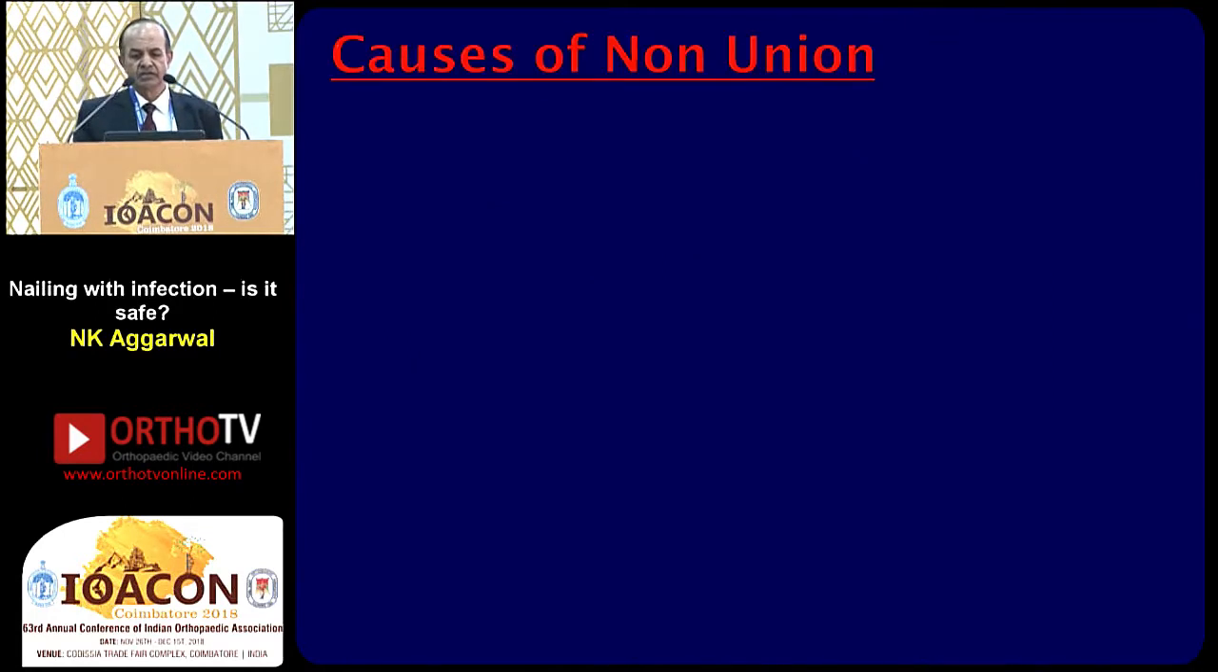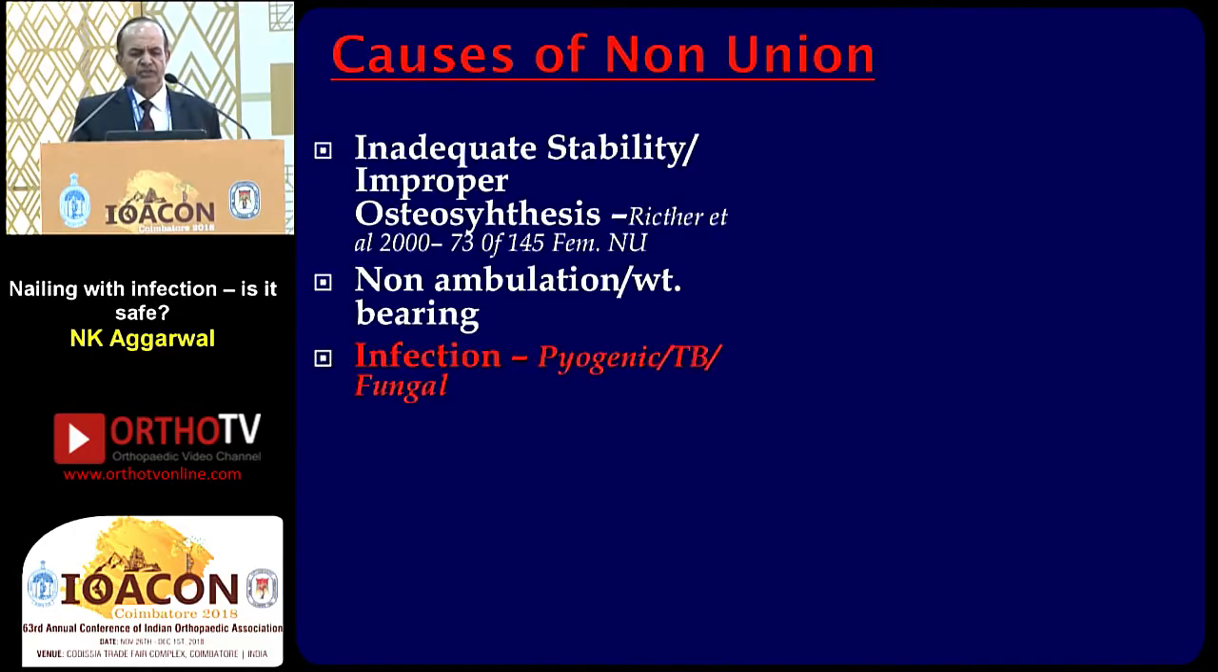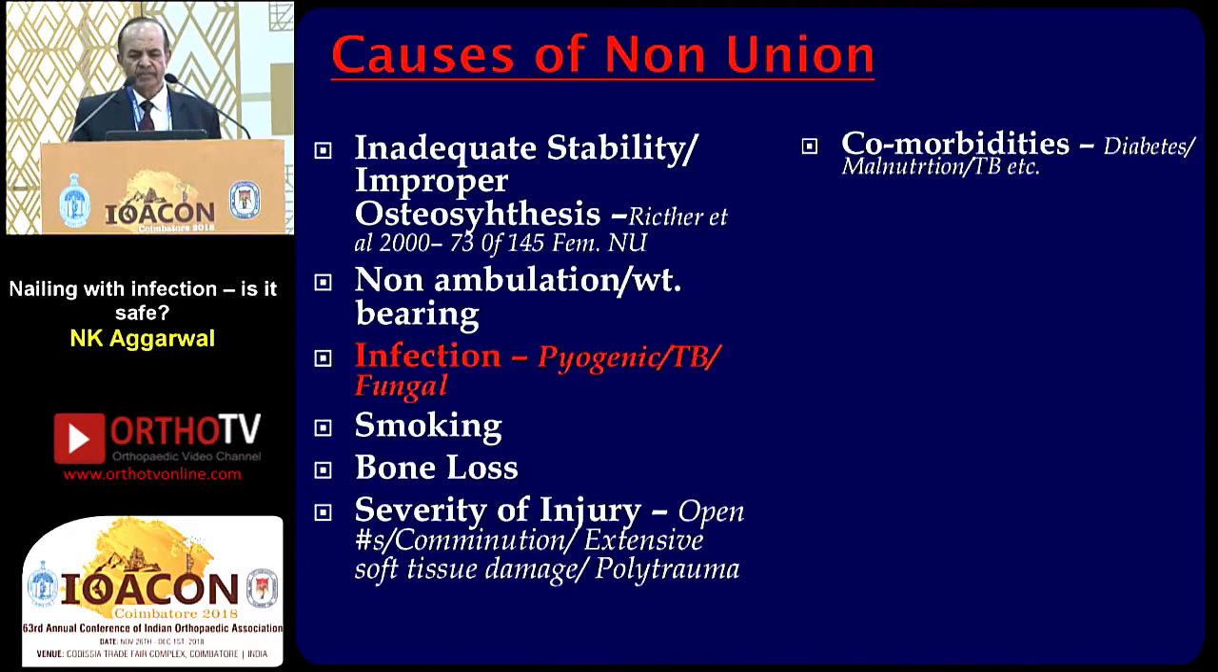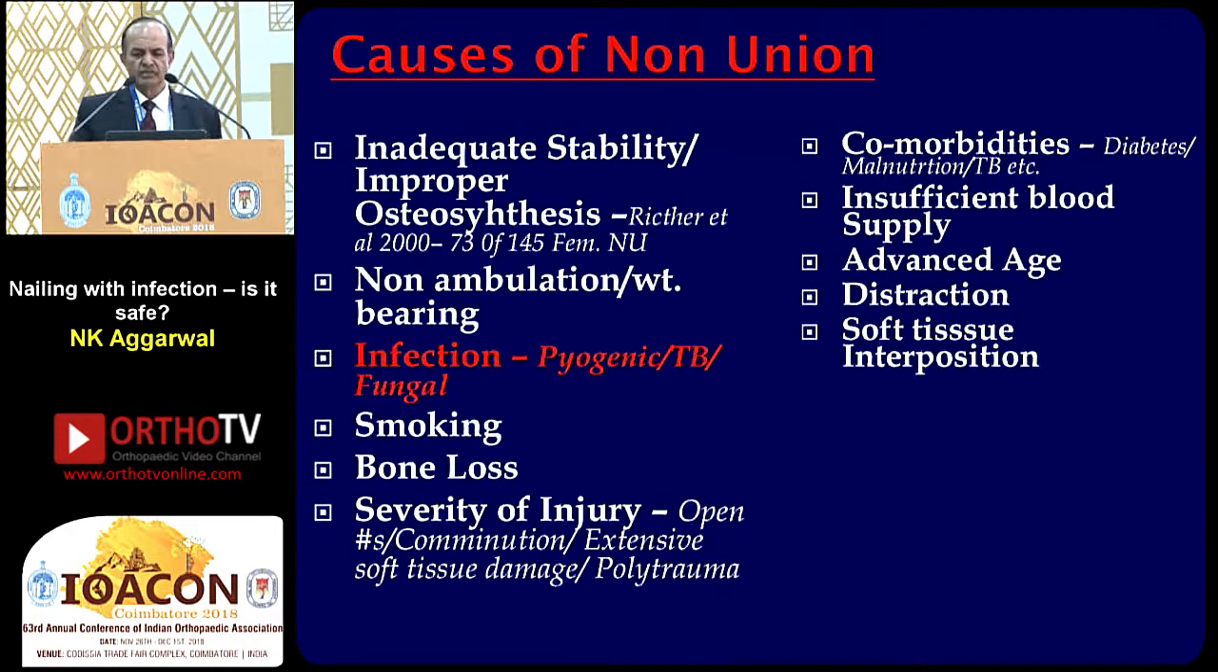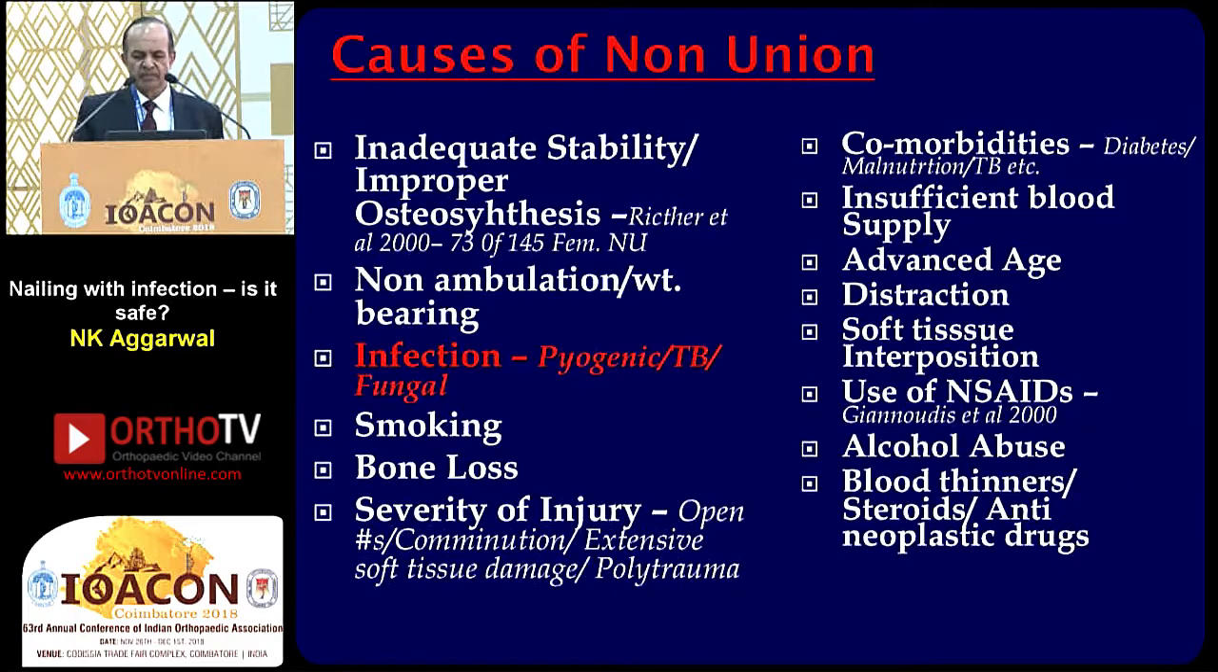Friends, any non-union can have one or more than one causes. So there are a variety of things which can lead to non-union. Whenever we see a non-union, we must always look for the cause, maybe more than one. Today we are going to talk about infection, which can be pyogenic, tubercular, or fungal.